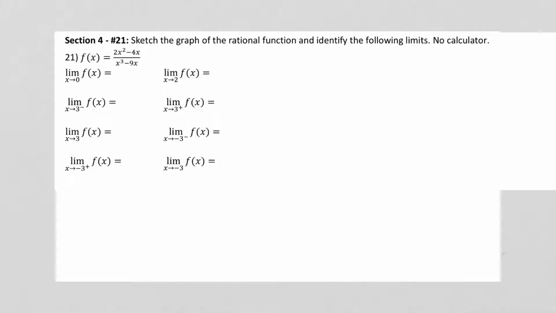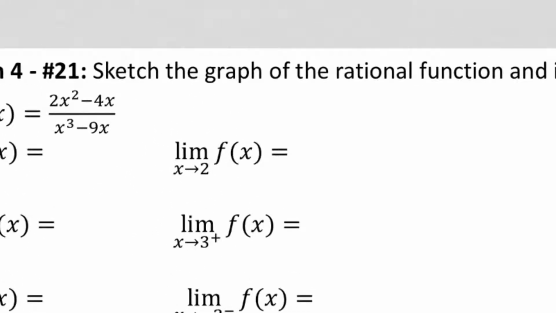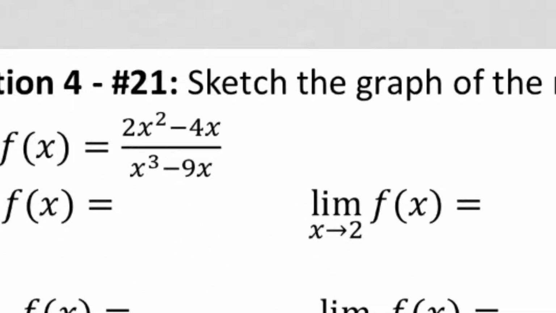Alright, so sketch a graph of the rational function and identify the limits. So, straight out of the last unit. So let's factor this thing.